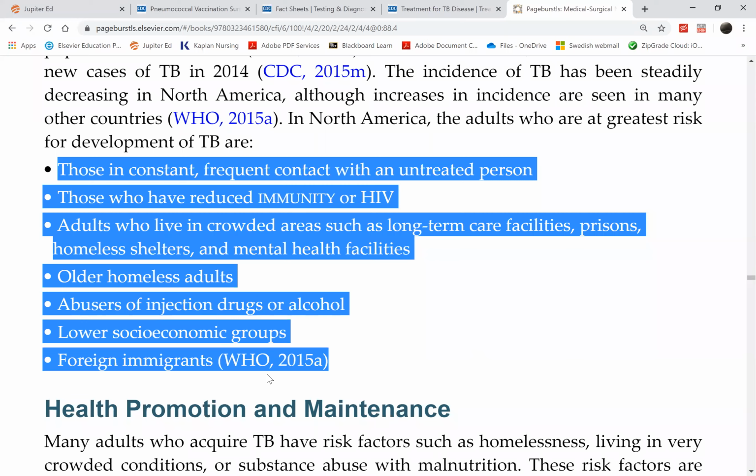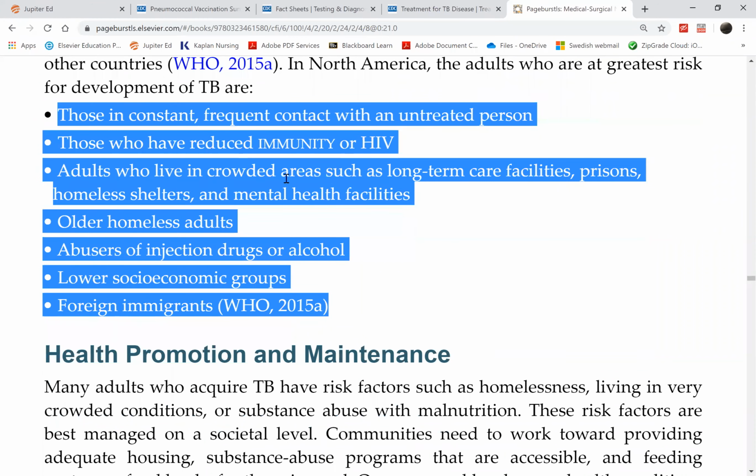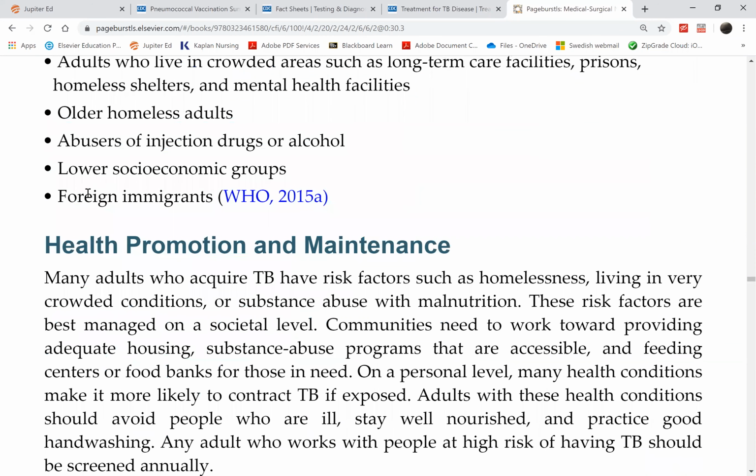And of course, lower socioeconomic groups, that means your environment is also most likely a crowded area. And then foreign immigrants. These are specifically from Asia, so that will include China, Philippines, most other Southeast Asian countries, Vietnam, and then also Latin America, South America, or the Caribbean.